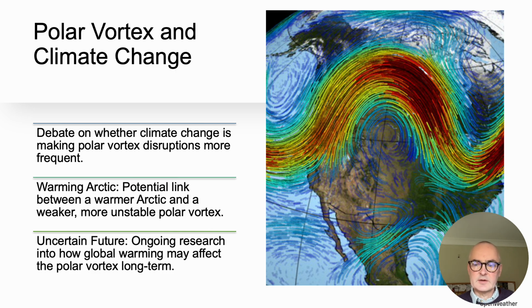There's ongoing debate amongst scientists about the connection between climate change and the polar vortex. Some studies suggest that as the Arctic warms, the temperature difference between the poles and the equator is decreasing, which might be making the polar vortex more unstable and prone to disruptions. This concept is tied to the idea of Arctic amplification, where the Arctic ice is warming faster than the rest of the planet. This could potentially lead to a weaker polar vortex and more frequent cold air outbreaks.